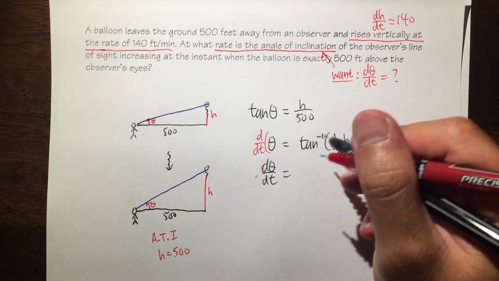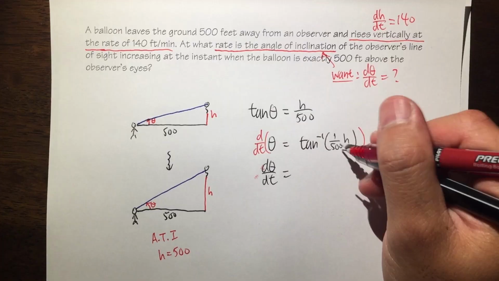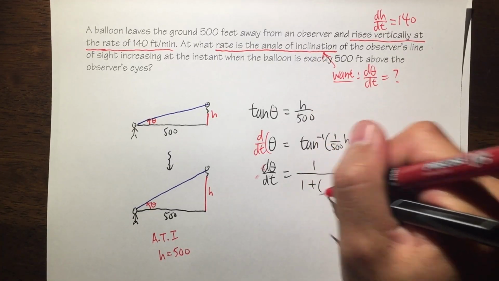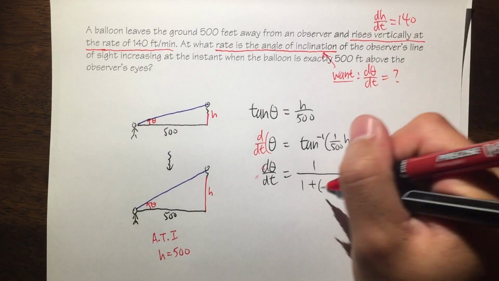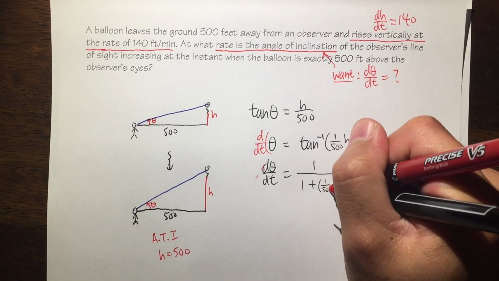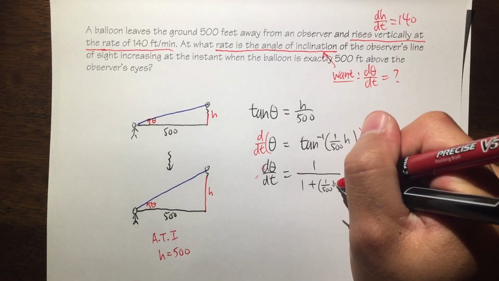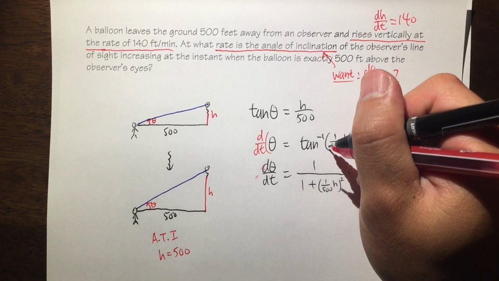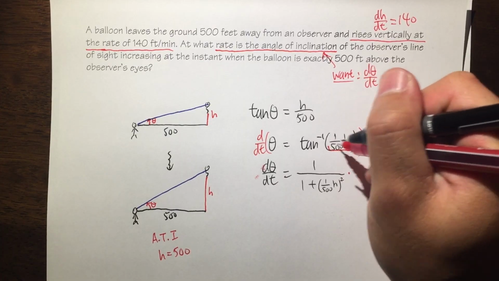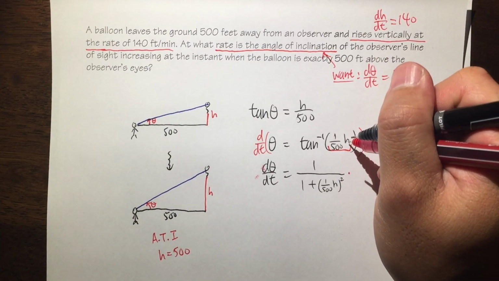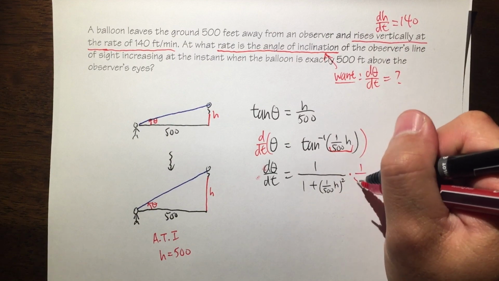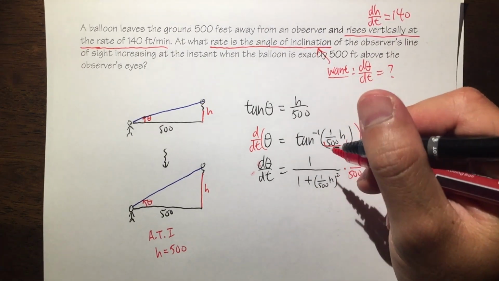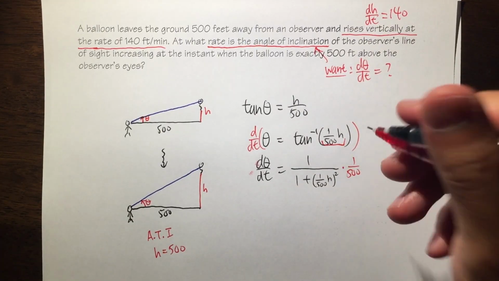On the right hand side, the derivative of inverse tangent of something is first we put 1 over 1 plus, and put on a parentheses with this inside, right? So 1 over 500 times h. And then we square that. And then we do the chain rule. We multiply by the derivative of this inside. Derivative of 1 over 500 times h. You first put down 1 over 500 and the derivative of h, because h is a function of time. We do what? dh/dt.